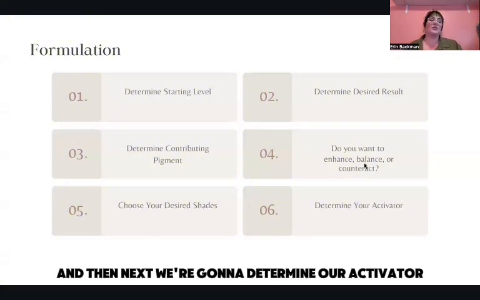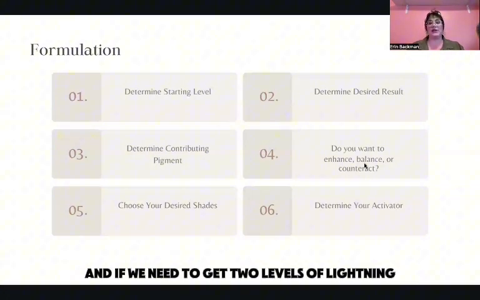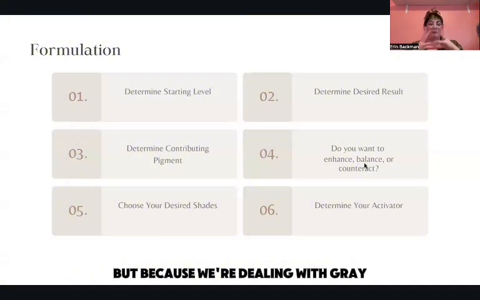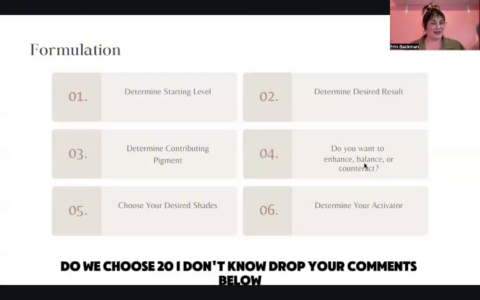And then next we're going to determine our activator. And if we need to get 2 levels of lightening out of it, we're going to need to use 30 volume for it. But because we're dealing with gray, do we choose 20? I don't know. Drop your comments below.